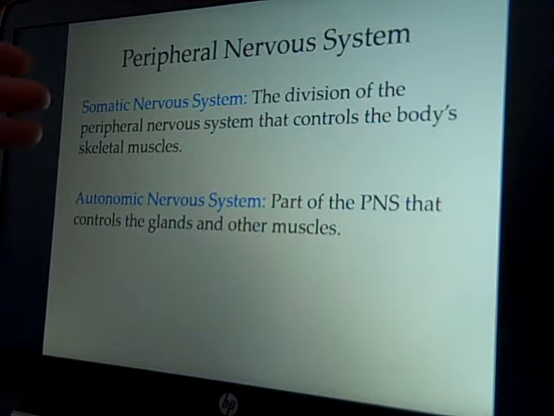Okay. Somatic nervous system, the division of the peripheral nervous system that controls the body skeleton, and the autonomic is the part that controls our glands and our other muscles, which we are not in direct control of.